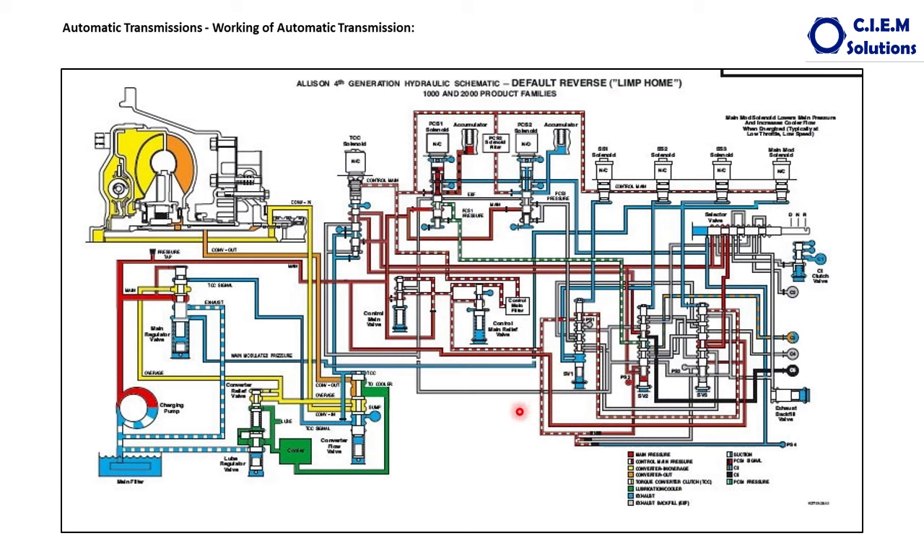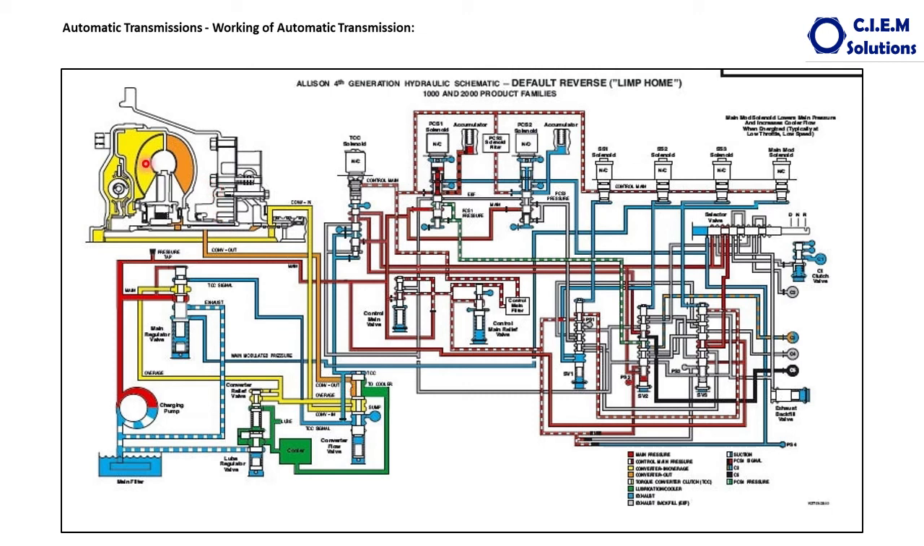Precisely speaking, oil is sucked from the charging pump. A portion of oil is supplied to the clutch engaging section via so many valves, and a portion of oil will be supplied to the torque converter to run the torque converter. All the return oil will come to the sump via the cooler. And how are the gears engaged?